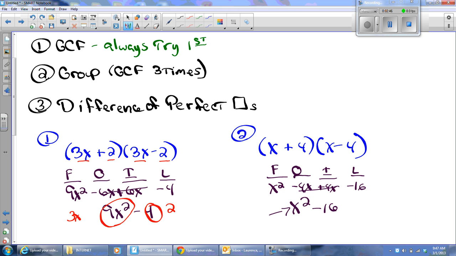Perfect square. Perfect square. And remember, it's called the difference of perfect squares. Difference means subtraction. There has to be one subtraction sign. And there it is, x squared minus 16.